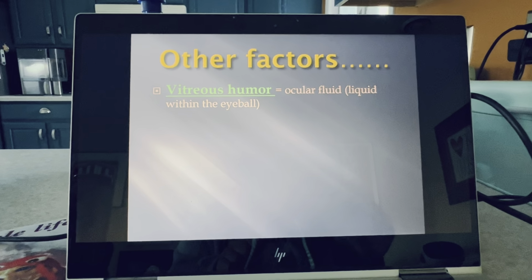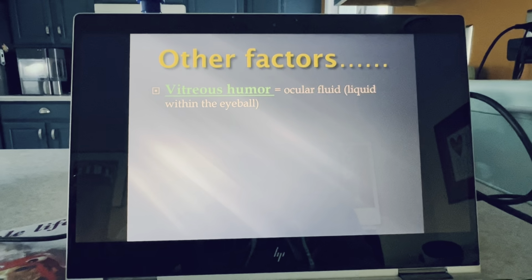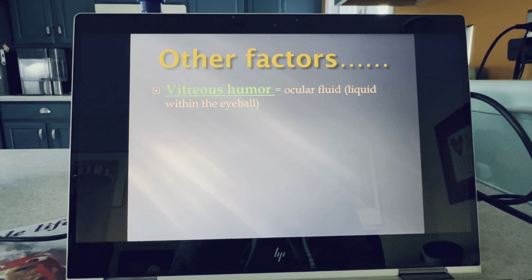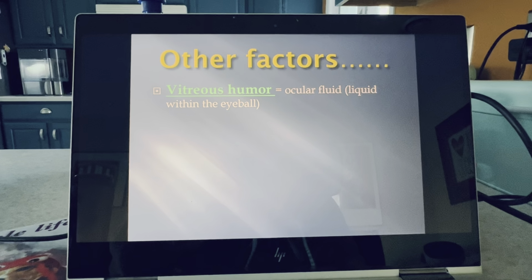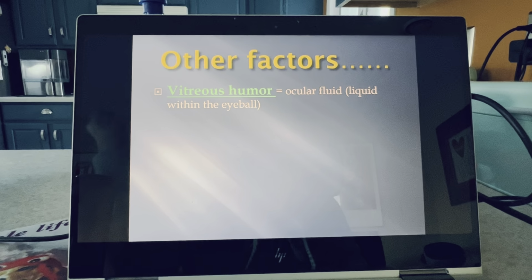So I want to mention some other things that can be used, okay, other factors for estimating the time of death. One body fluid that can be sampled after death, and it's commonly sampled for toxicology to look for drugs and medications, is something called vitreous humor. Okay, so humor is Latin basically for body fluid. So vitreous humor is ocular fluid, or the liquid within the eyeball.